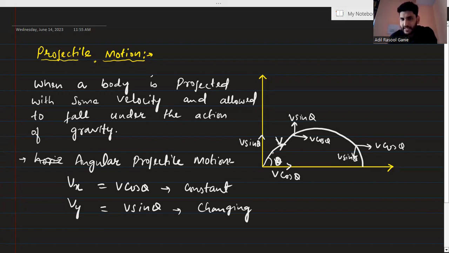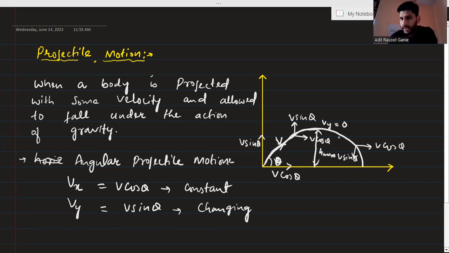Now, as the body goes in the upward direction, because of the action of gravity, the vertical component of the velocity first goes on decreasing until it reaches the maximum height, where the vertical component Vy becomes 0, at h max. After this point, the velocity goes on increasing, and finally it reaches the ground.